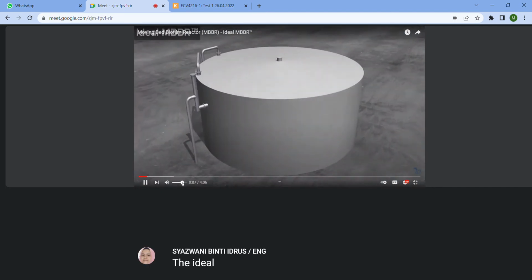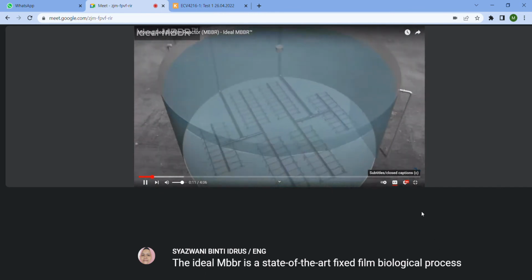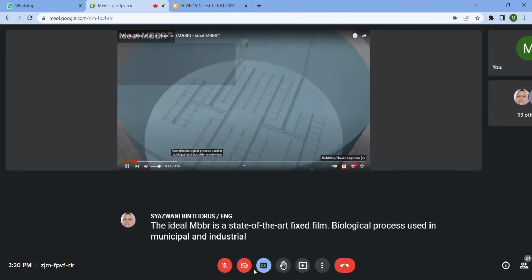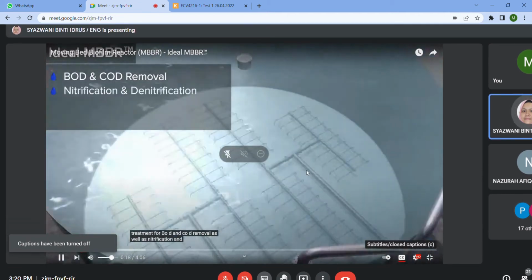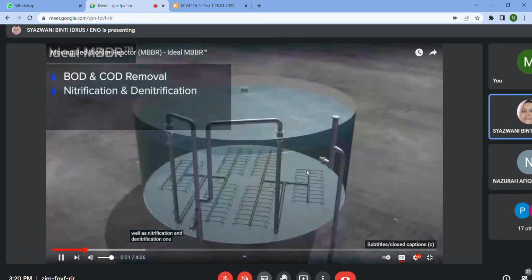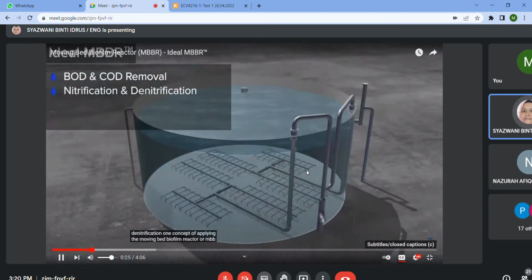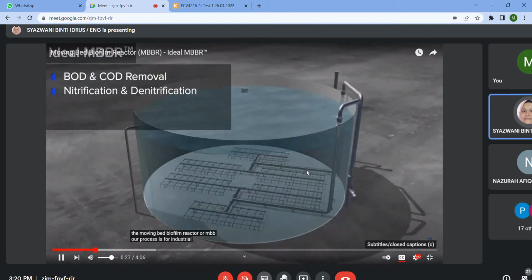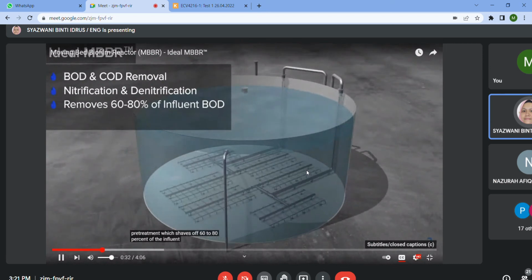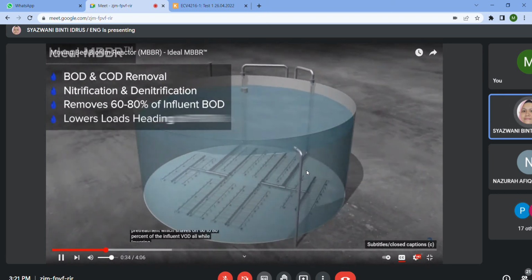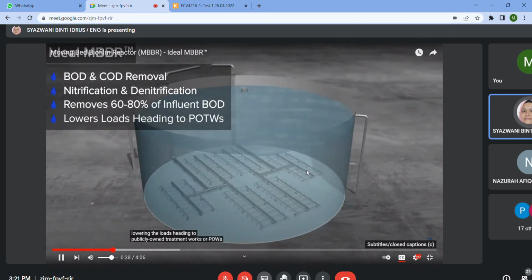The ideal MBBR is a state-of-the-art fixed film biological process used in municipal and industrial wastewater treatment for BOD and COD removal, as well as nitrification and denitrification. One concept of applying the moving bed biofilm reactor, or MBBR process, is for industrial pretreatment, which shaves off 60 to 80% of the influent BOD, all while lowering the loads heading to publicly owned treatment works, or POTWs.